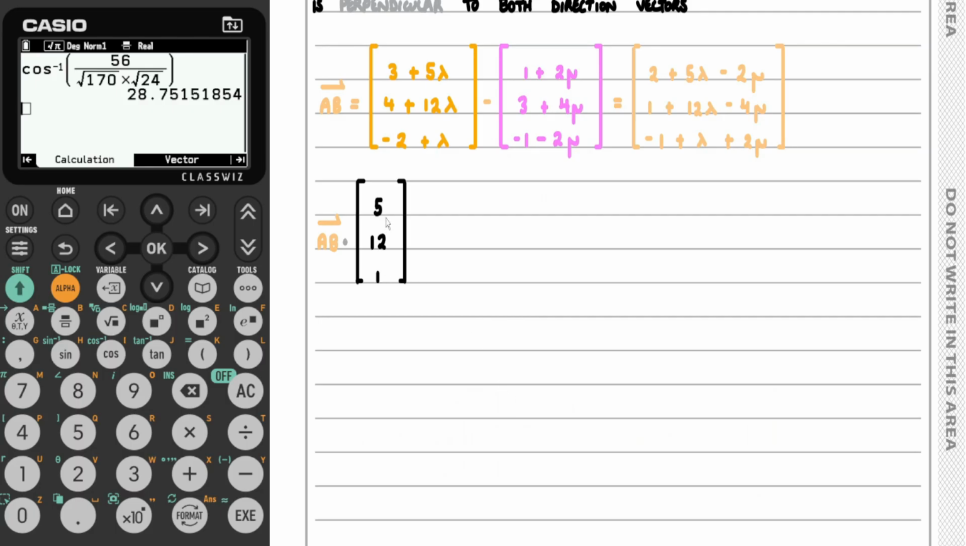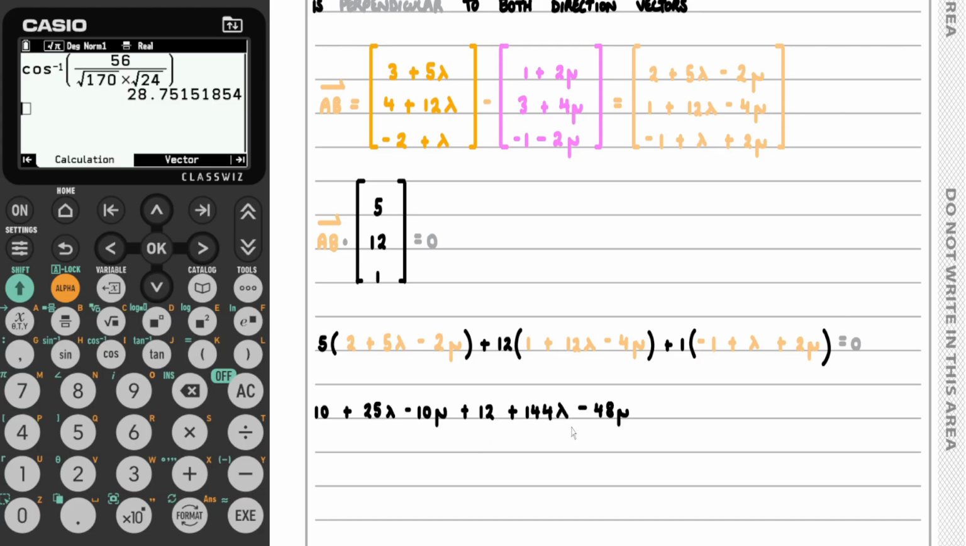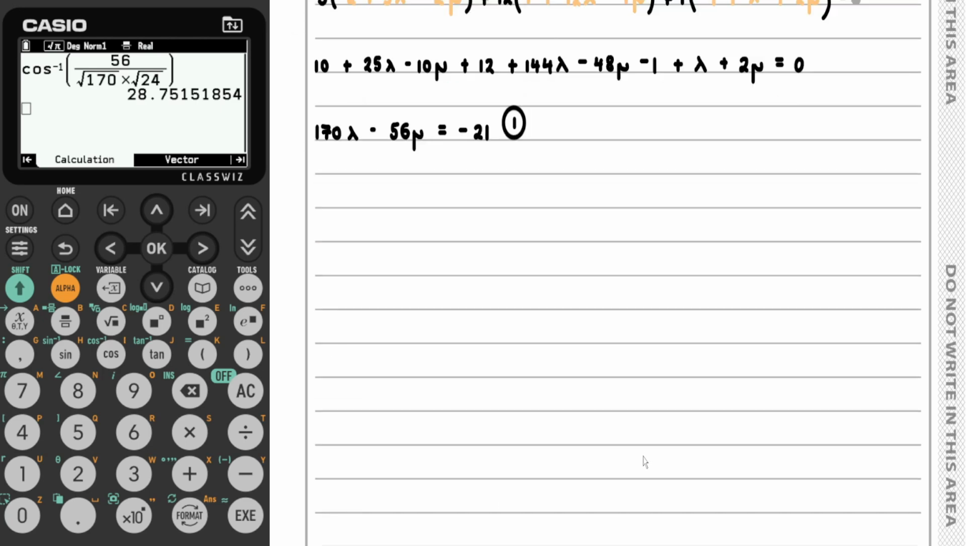So I've got AB dot 5, 12, 1 equals 0. So I've got 5 multiplied by 2 plus 5 lambda subtract 2 mu, plus 12 multiplied by 1 plus 12 lambda subtract 4 mu, plus 1 multiplied by negative 1 plus lambda plus 2 mu equals 0. So I've got 10 plus 25 lambda subtract 10 mu, plus 12 plus 144 lambda subtract 48 mu, subtract 1 plus lambda plus 2 mu equals 0, and simplifying, 170 lambda subtract 56 mu equals negative 21. Let's call this equation 1.